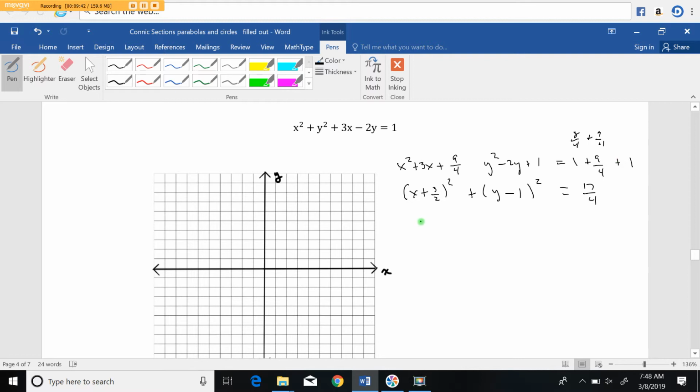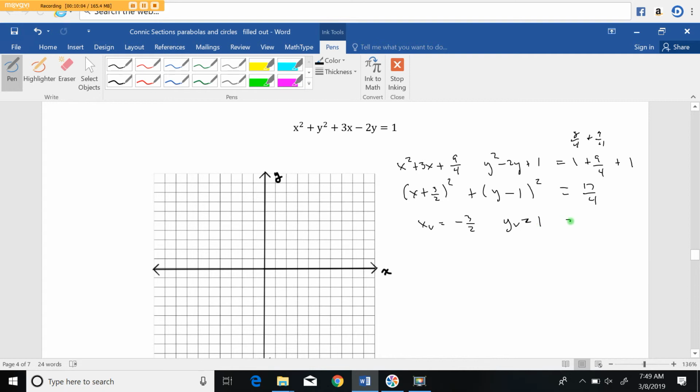All right, so the x coordinate of the vertex is minus 3 halves. You get that by comparing x plus 3 halves to x minus h. The y coordinate of the vertex is 1. You get that by comparing y minus 1 to y minus k. All right, so this is h, this is k.